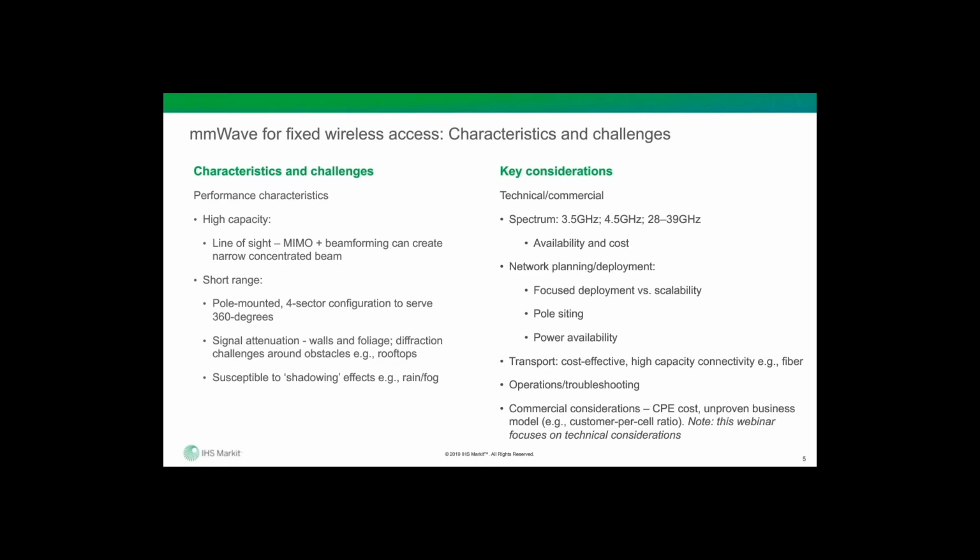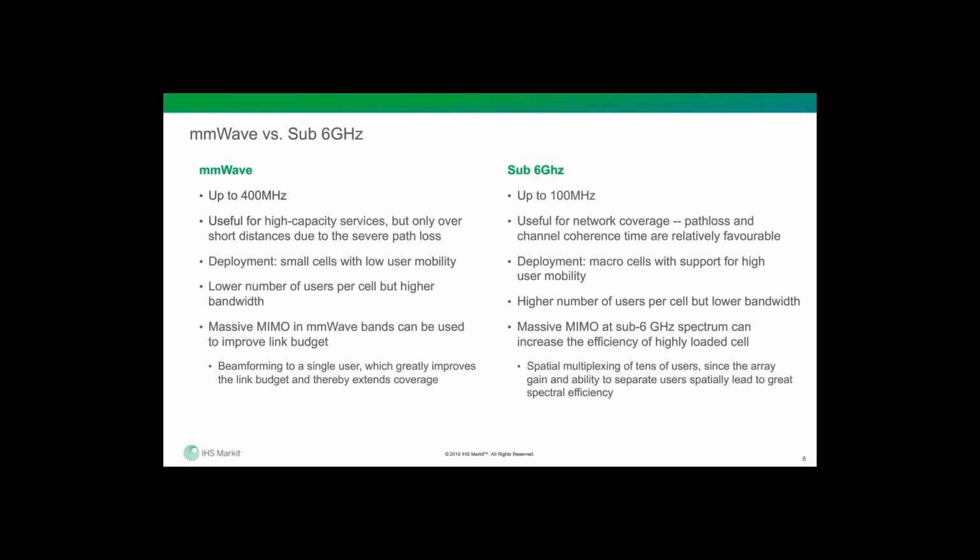So let's compare millimeter wave to what is, if you like, the other flavor of 5G radio, sub-6 gigahertz. How do they shape up? What's the best usage fit? So millimeter wave has channels up to 400 megahertz, whereas sub-6 has up to 100. Millimeter wave is therefore, you could say, compatible for high-capacity services, but only over short distances, as we've mentioned, while sub-6 is more suited to broader coverage scenarios. And as we'll see later, millimeter wave typically suits the small cell deployment model with lower user numbers per cell, whilst sub-6 is more macro cell centric and better suited to those high usage, high user mobility environments.